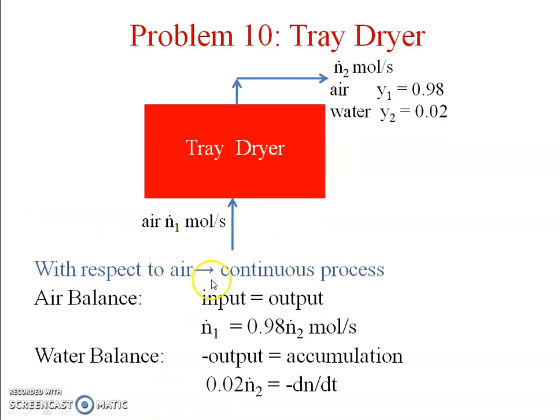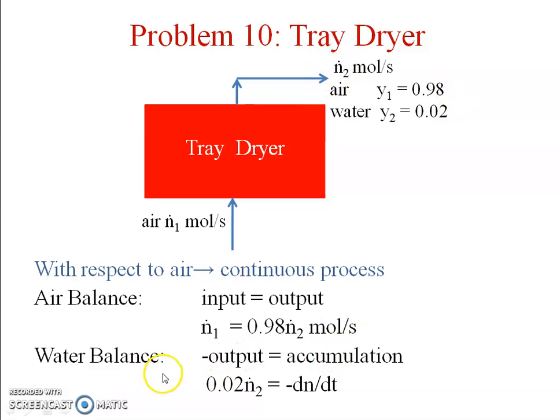Now with respect to air, this is a continuous process. Air is continuously blowing in and coming out. If I apply my balance equation for a continuous process, my input is equal to output. So N1 dot moles per second are going in and N2 dot moles are coming out. Now these moles have air plus water components. It has been given that the mole fraction of water is 0.02, so my mole fraction of air is 0.98. If I take the material balance, N1 dot should be equal to 0.98 into N2 dot.